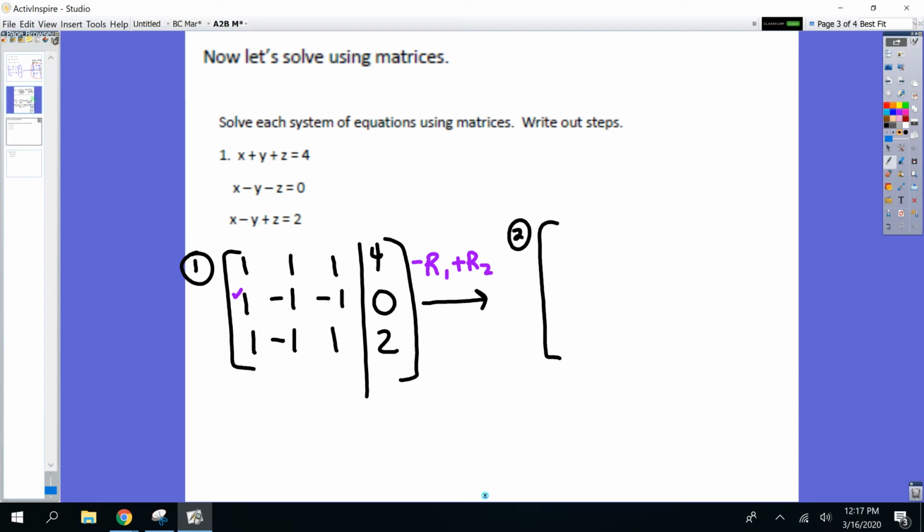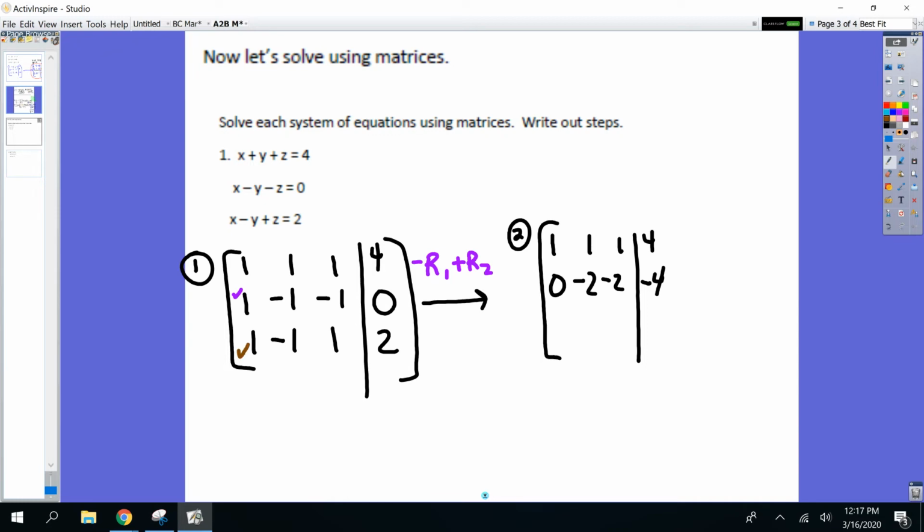Okay, so the first row is not changing. 1, 1, 1, 4. Okay, take your time. Ready? 1 times negative 1 plus 1 is 0. 1 times negative 1 is negative 1, plus negative 1 is negative 2 here. And then I have negative 1 plus negative 1, which gives me negative 2. Negative 4 plus 0, negative 4. Okay.